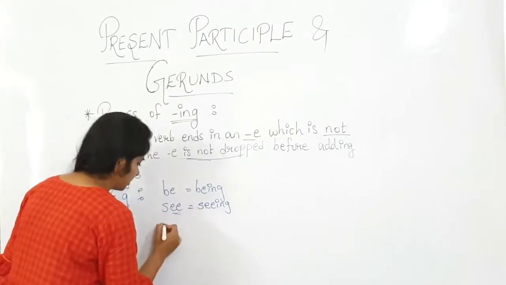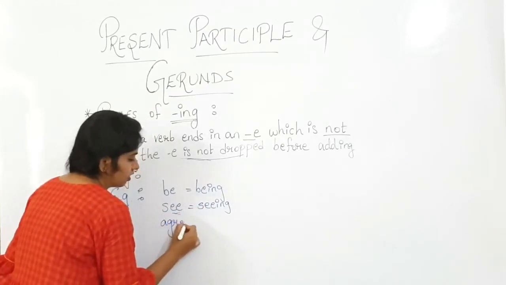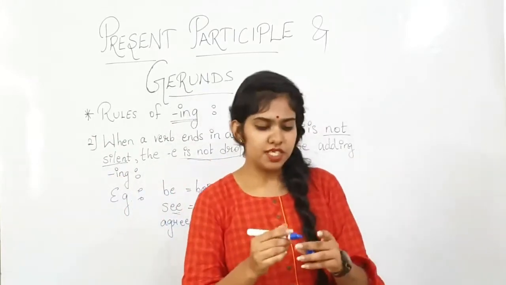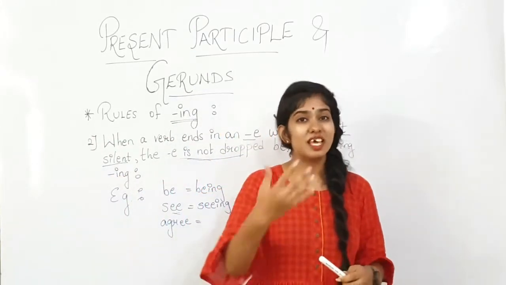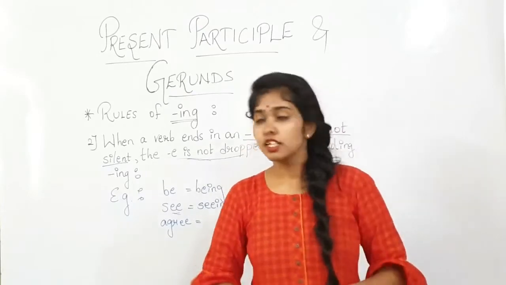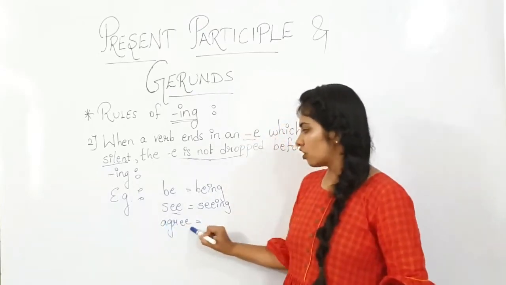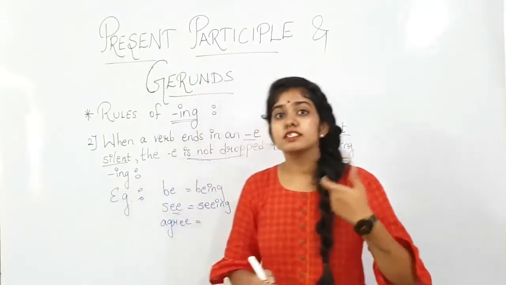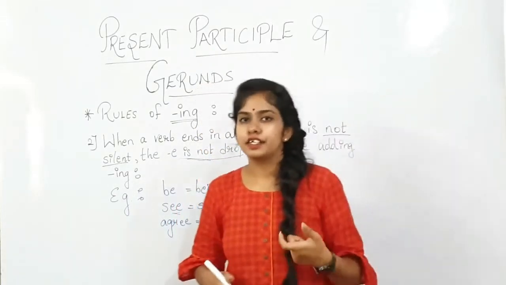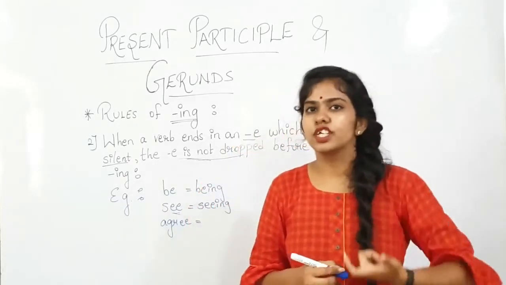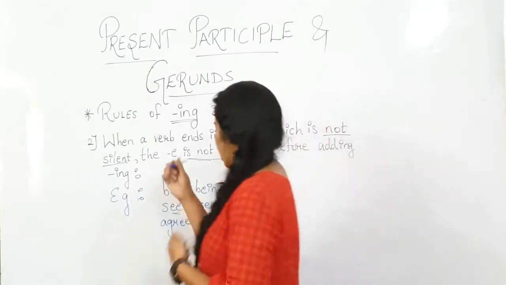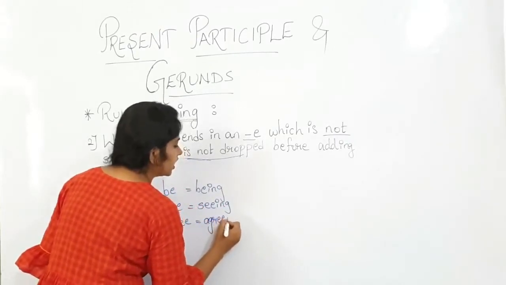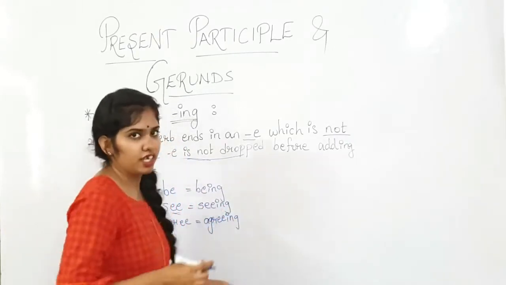After that, agree. I agree to your decision. I am agreeing with you. Means તમે જે કહો છો એના સાથે હું સહમત છું. I agree to you, right? So over here, the sound of this agree, E at the last, is pronounced. E is not silent. We are speaking the sound of the E. So again over here we will not cut the E and we will directly add ing.